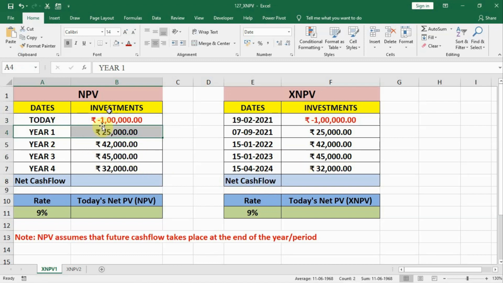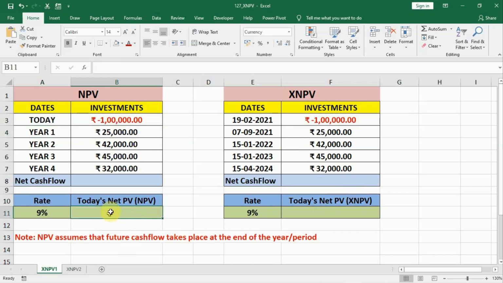So I repeat, NPV calculates the future cash flow in today's time on the basis of the end of the period, but XNPV solves it on the basis of the date, the actual date of the yield. Let us see what is the difference between the two.